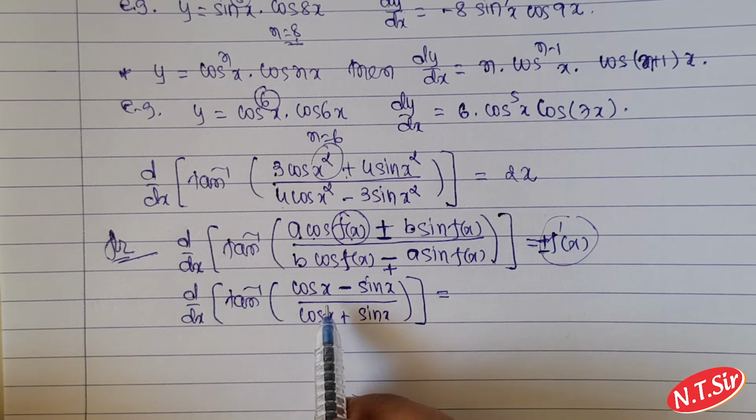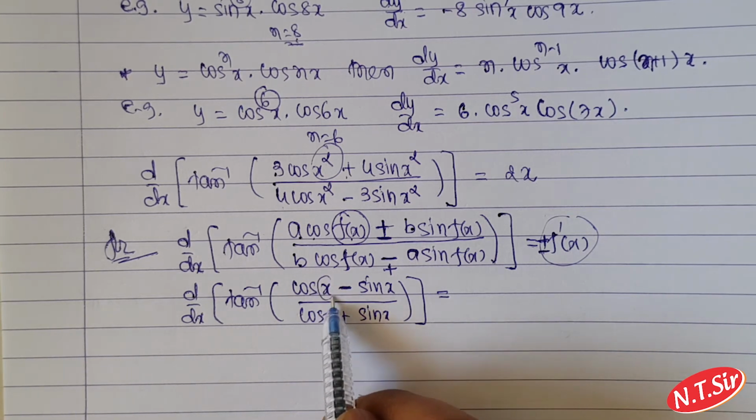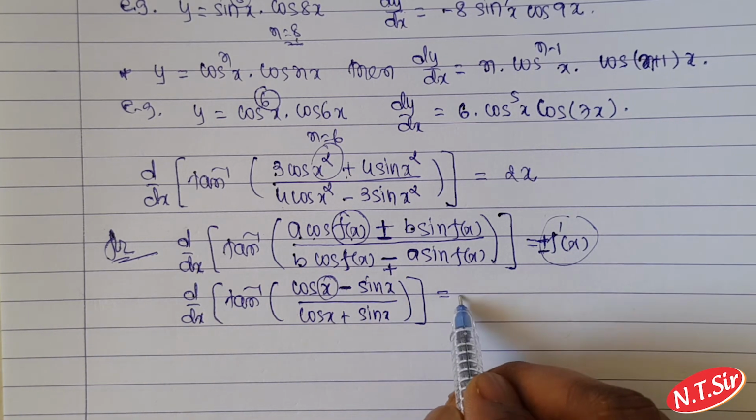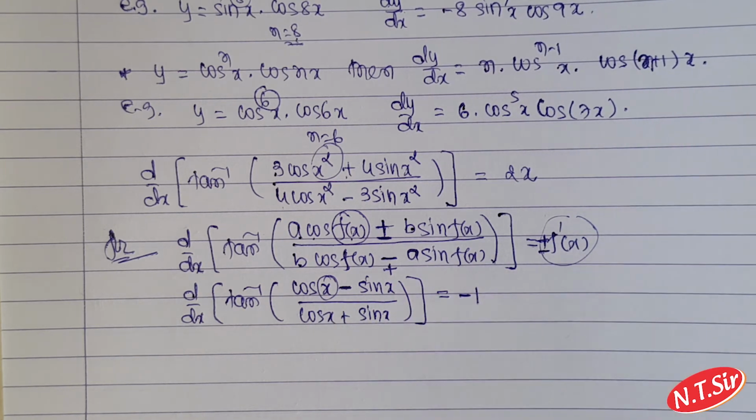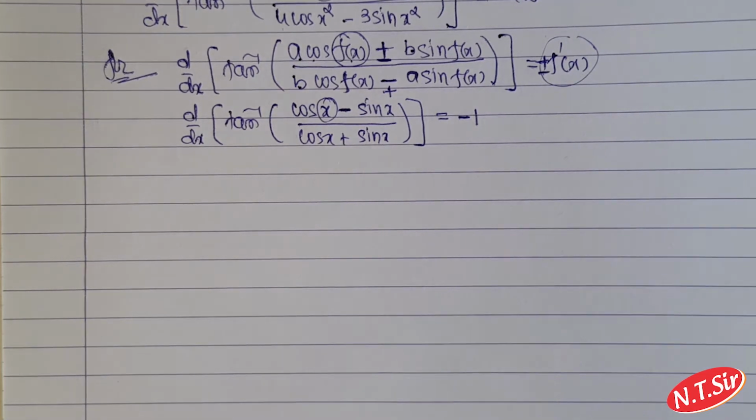So what is your f(x)? Here f(x) is x, but minus is in the numerator, so minus, and the derivative of x is 1. So your answer will be minus 1.